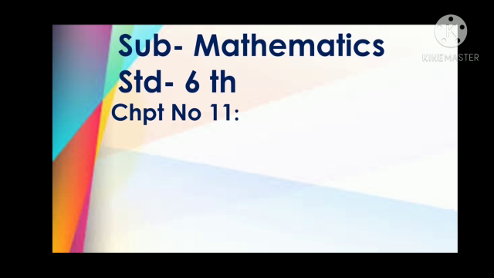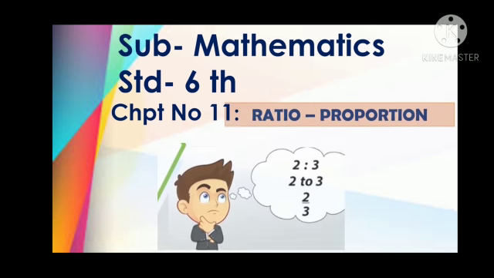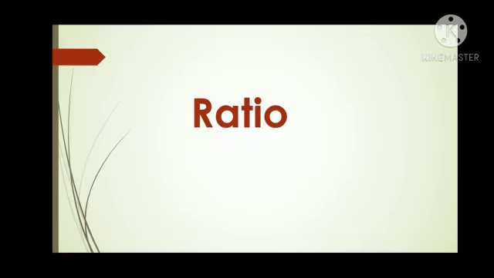Children, today we will be studying mathematics for standard 6, chapter number 11, ratio and proportion. Children, what is ratio? Ratio is a relation between two numbers which shows how much bigger one quantity is than the other. The comparison is generally in the division. Let us see this with a familiar example.